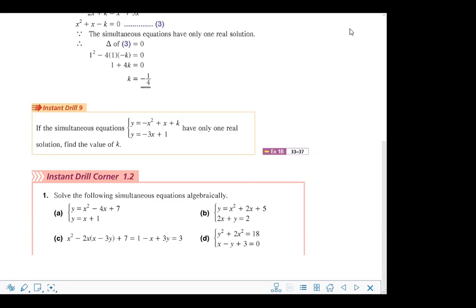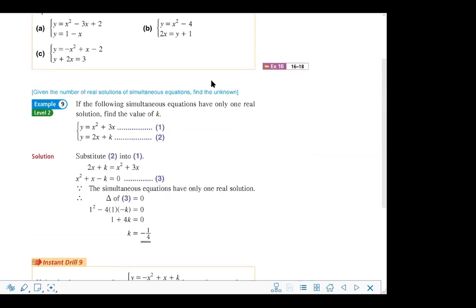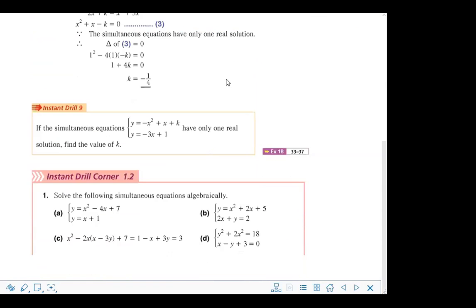Okay, and then today I would like to talk about the Instant Drill Corner 1.2. That is on page 1.19 of the textbook. Okay, and I'm going to talk about number 1, 2, and 3.